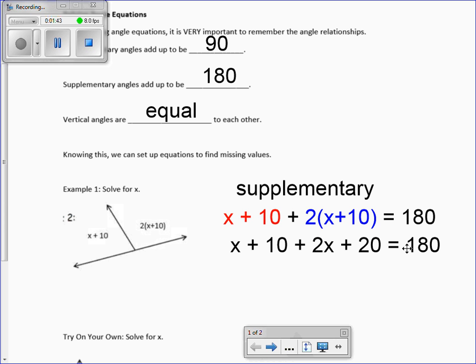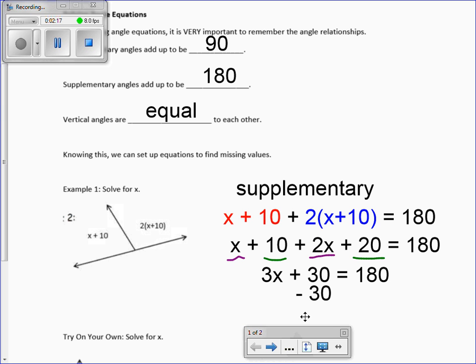Now I can go ahead and just combine my like terms. Now, like terms, remember, have the same variable. So x and 2x, so this is 1x, this is 2x's, together they combine, because they're like terms, to be 3x's. The 10 and the 20 both don't have a variable, so they can be combined like normal, 10 plus 20. They are like terms as well. There we go. So I go ahead and combine those, so x plus 2x gives me 3x, 10 plus 20 gives me 30. Now I can just go ahead and solve it like a two-step equation.